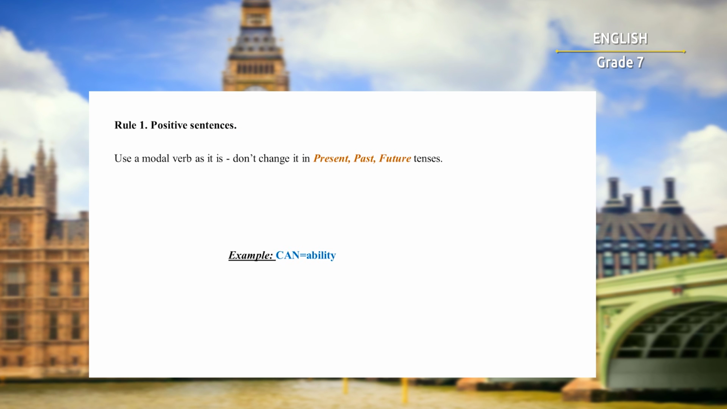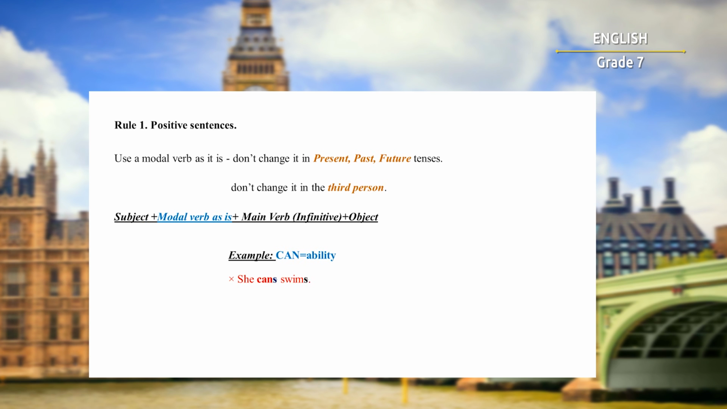Rule number 1. We use modal verb as it is. We don't change it in present, past, and future tenses. We also don't change it in the third person. For example, we take modal verb can, which expresses an ability. And here we have a sentence. "She can swims." Do you think it is a correct sentence? No, it is incorrect. We should say she can swim. We don't need any endings after the verbs.